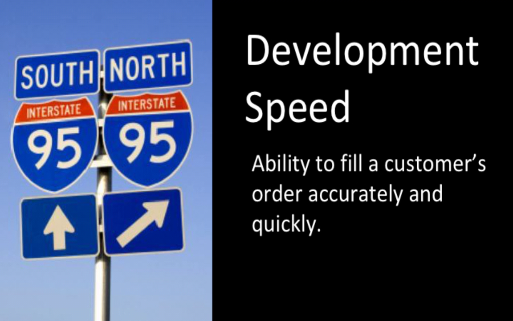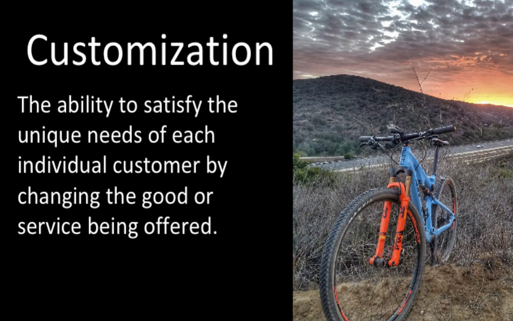The last category is flexibility. This category includes customization, variety, and volume flexibility. Customization is the ability to satisfy unique needs of each individual customer by changing the good or service being offered. Spry Cycles, a local bicycle company, makes mountain and road bikes based on specific needs and desires of the customer. The lead time for the bikes is 3 to 4 months, but it is built specifically for each rider, including the custom paint job.